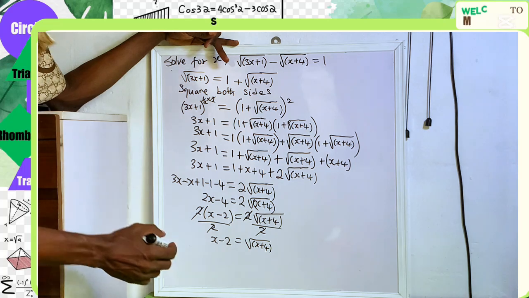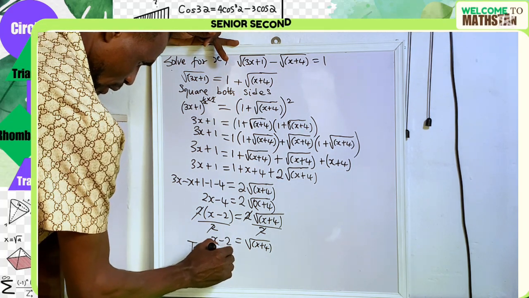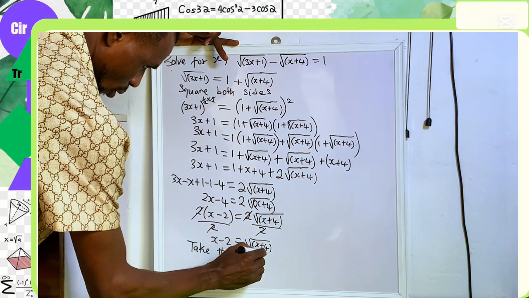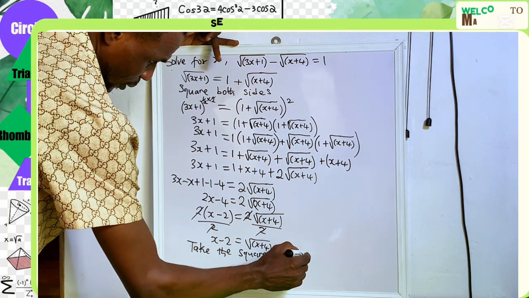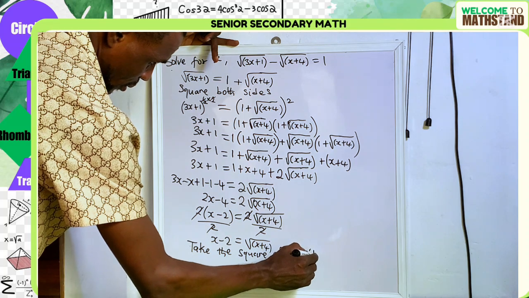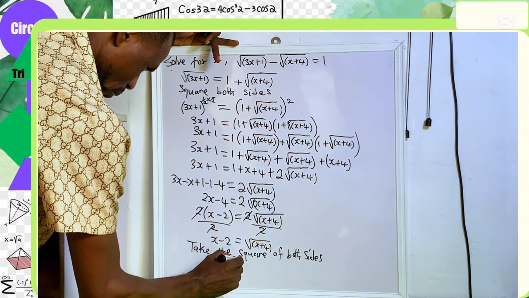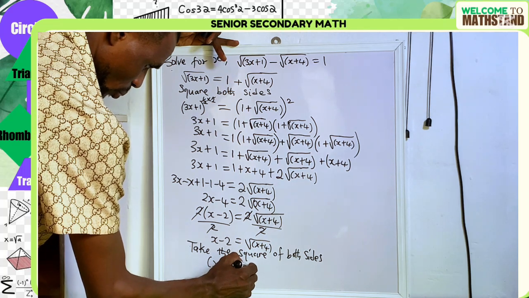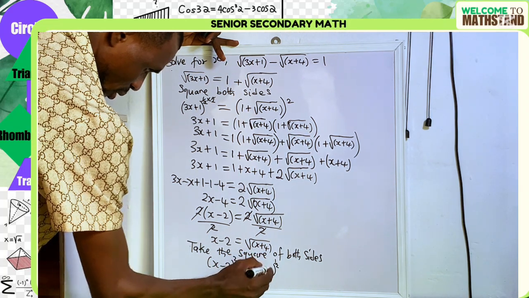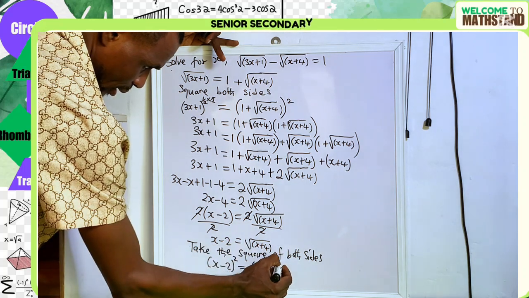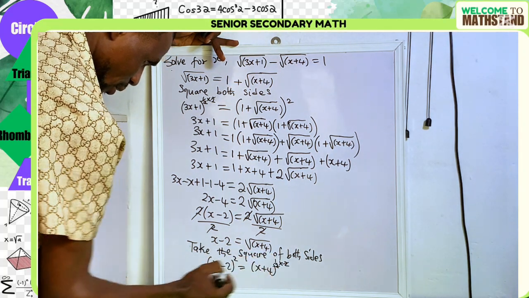So from here we can take the square of both sides. From here we'll have x minus 2 squared, and then here will be x plus 4. This is the same thing as this, then times the square. So at this point, this cancels here.